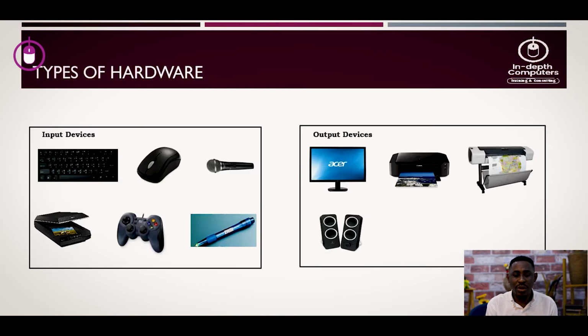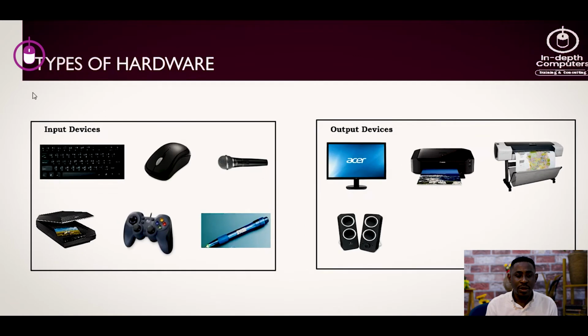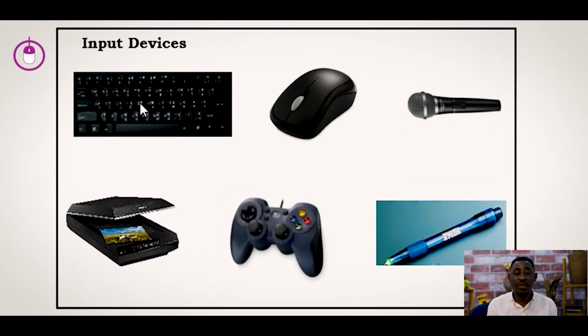Now let me quickly show you a picture of the input devices. So you can see the keyboard here is an input device because when I type my letters, my numbers, it goes into the computer. This is the mouse. You can see as I am moving my mouse, the cursor is moving on the screen. This is the microphone for the sound system.